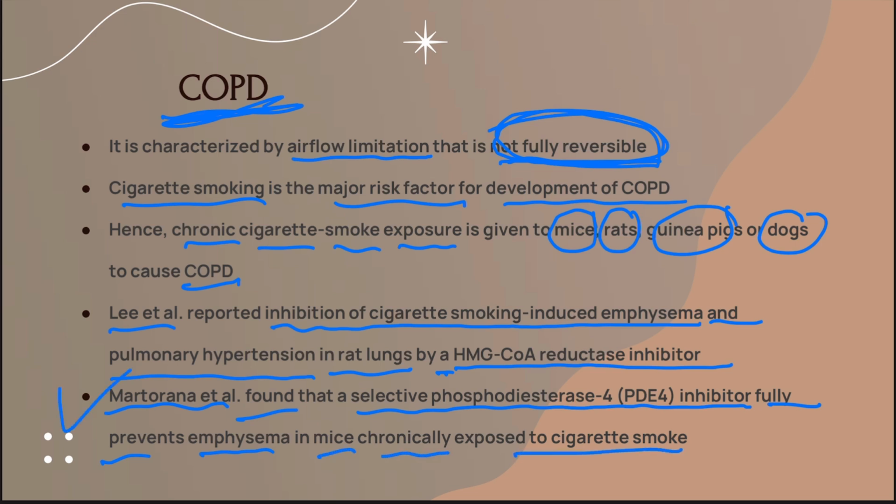So these are the two findings from two different studies which are very important in case of screening of the drugs for COPD. And in screening of the drugs for COPD, the most preferred animal is usually the guinea pig. Also, it is the same in case of asthma.